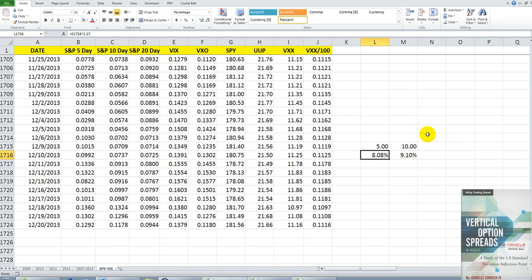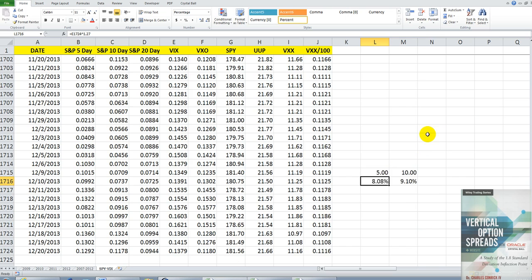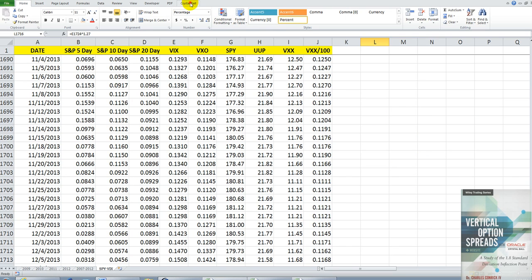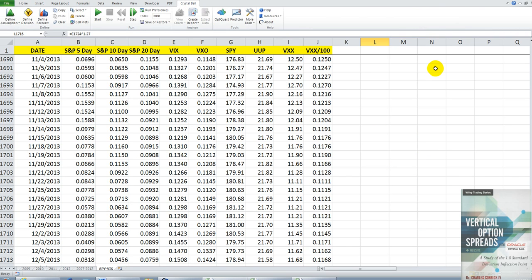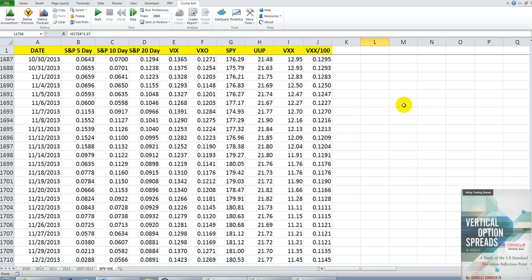Now, let's take a look at Crystal Ball. What can Crystal Ball do for us? Crystal Ball has a function, and I'll be conducting many more courses on using Crystal Ball, called Predictor, which is a time series analysis tool. That's another way of using the data rather than just guessing. Let me show you how that works.